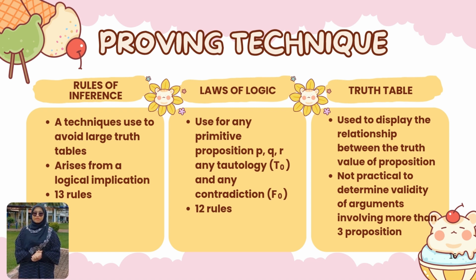It has 13 rules. Second, we have law of logic. Law of logic is used for any primitive proposition, P, Q, R, any tautology, and any contradiction. That's rules. Lastly, we have truth table. It is used to display the relationship between the truth values of propositions. It is not practical to determine validity of an argument including more than 3 propositions.